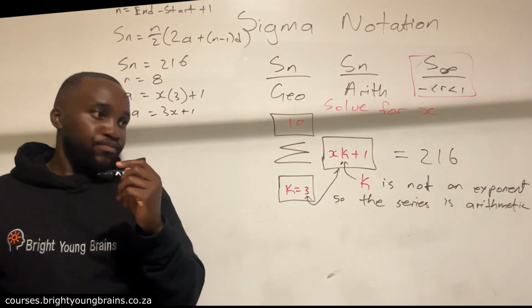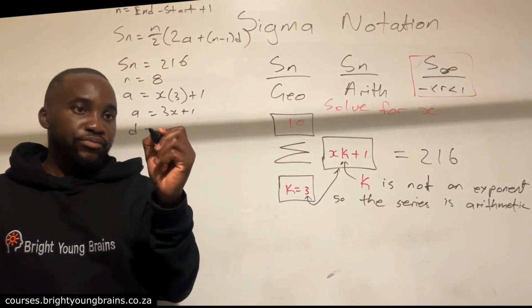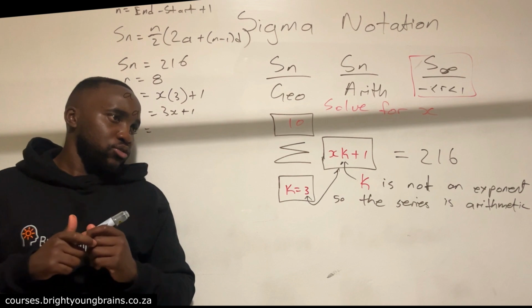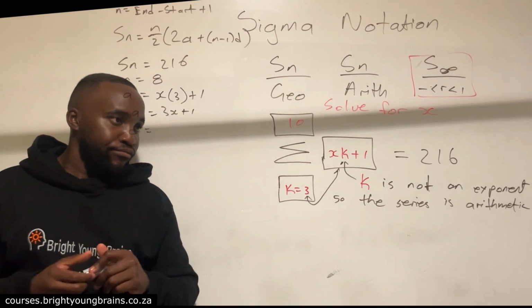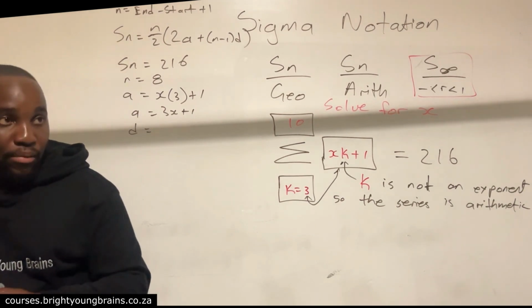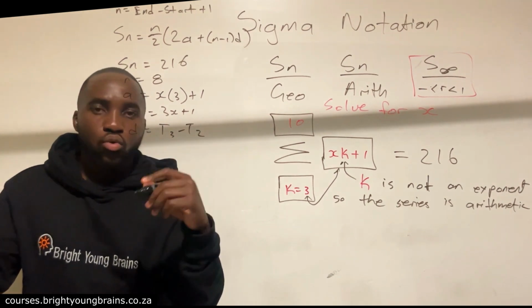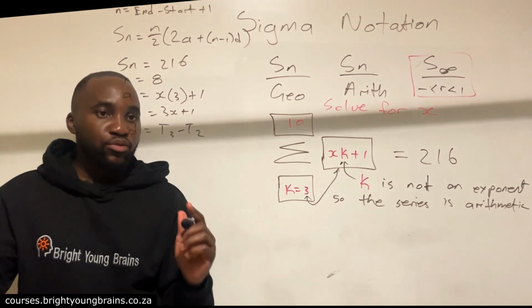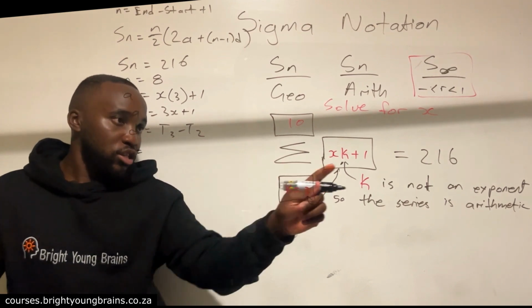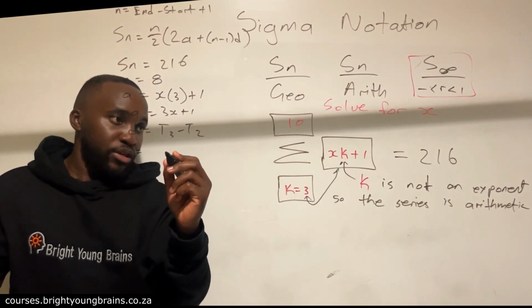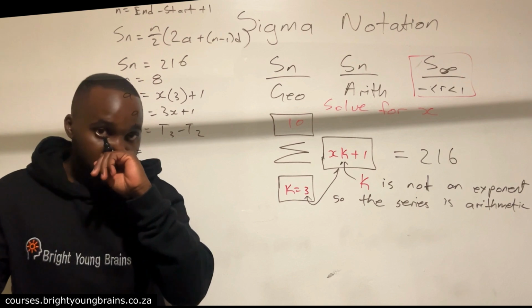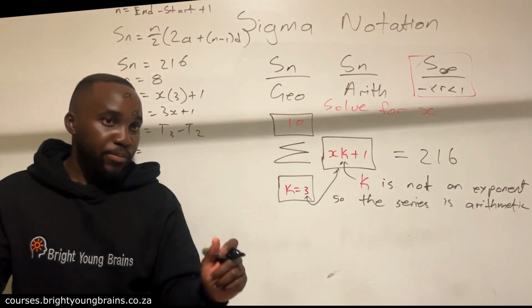Our value of d is quite interesting now, because it looks like d also is going to have x in it somehow. For d, you can either say t3 minus t2 or t5 minus t4, it's up to you. In this situation, t3 would be if you put a 3 there, and t2 would be if you put a 2 there.